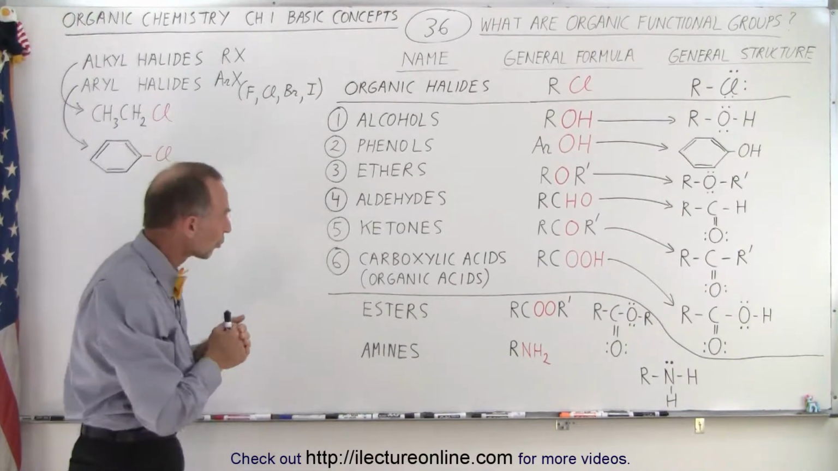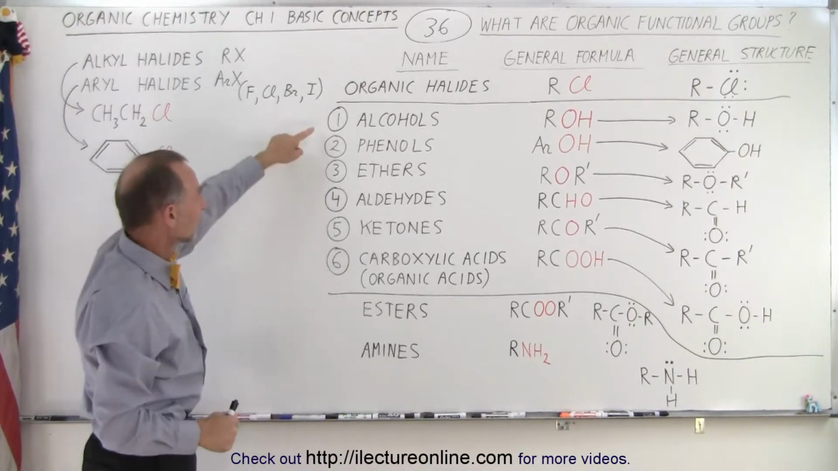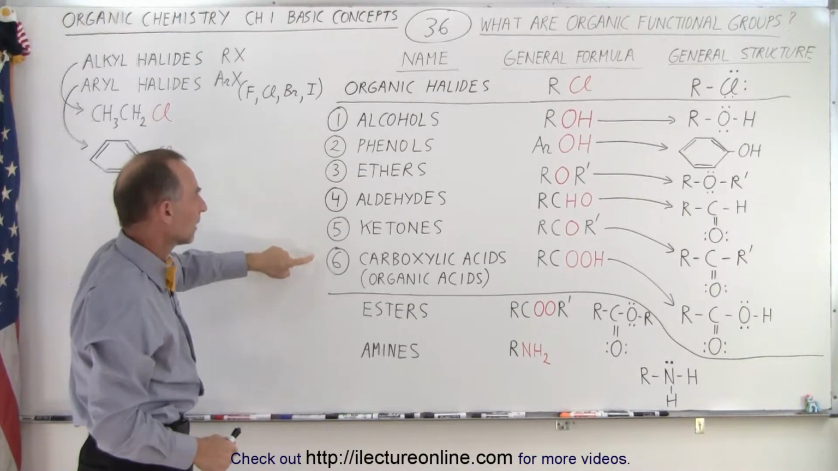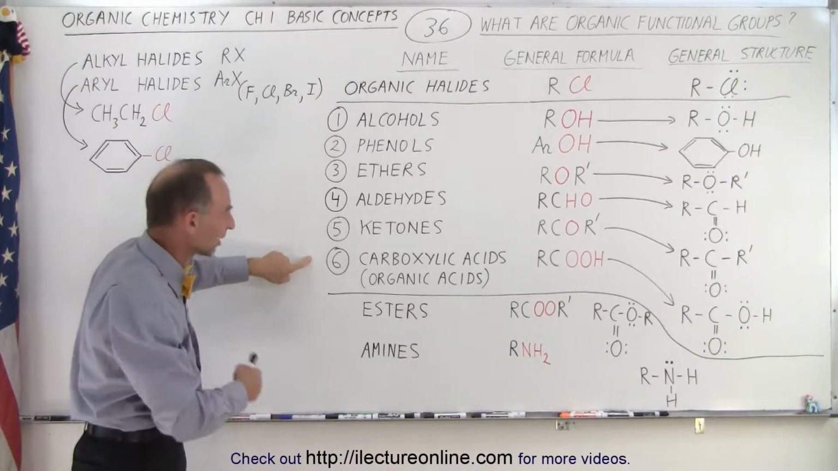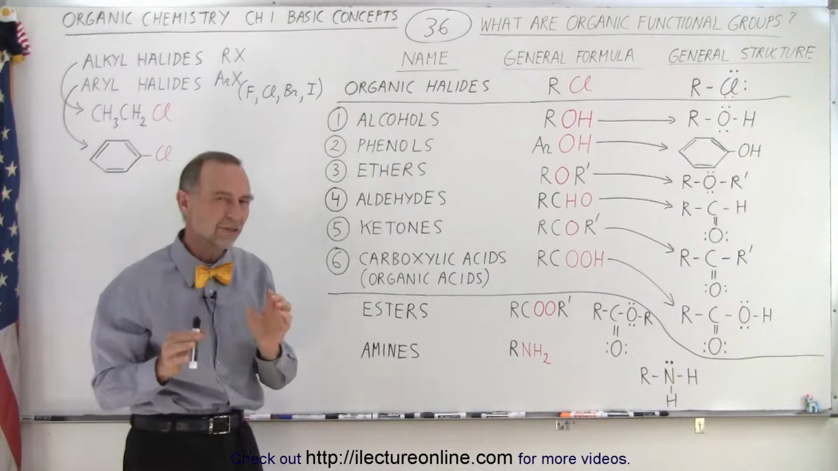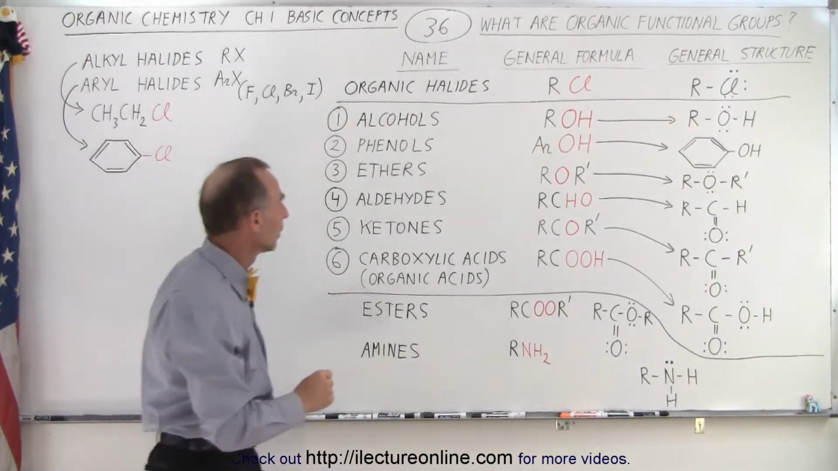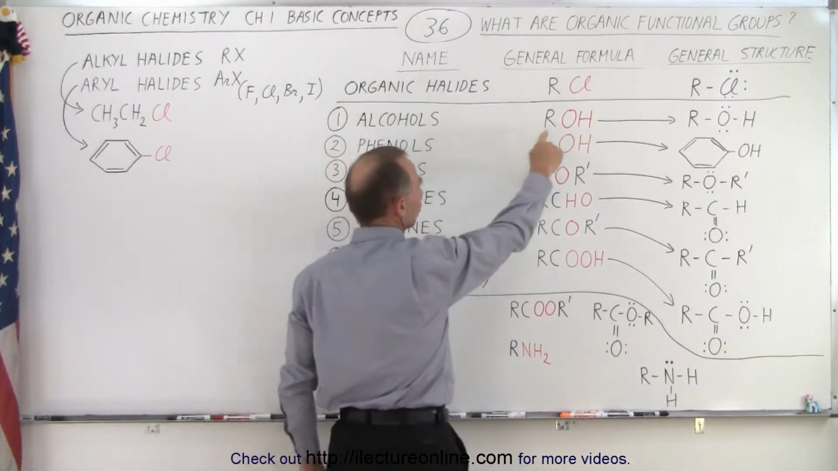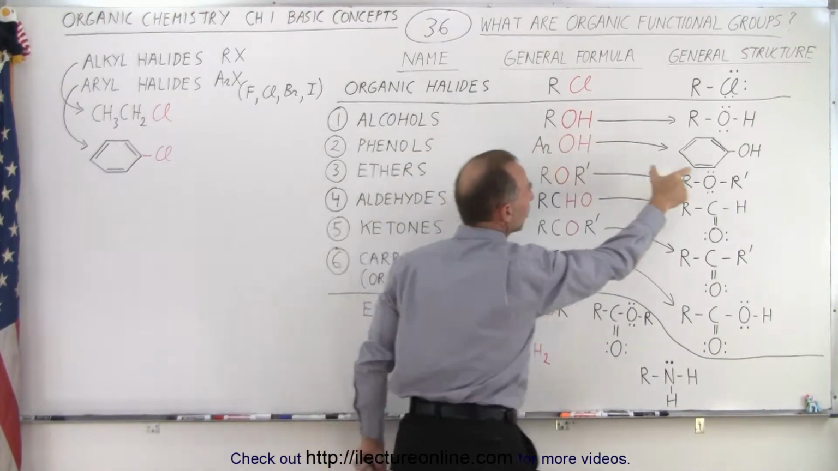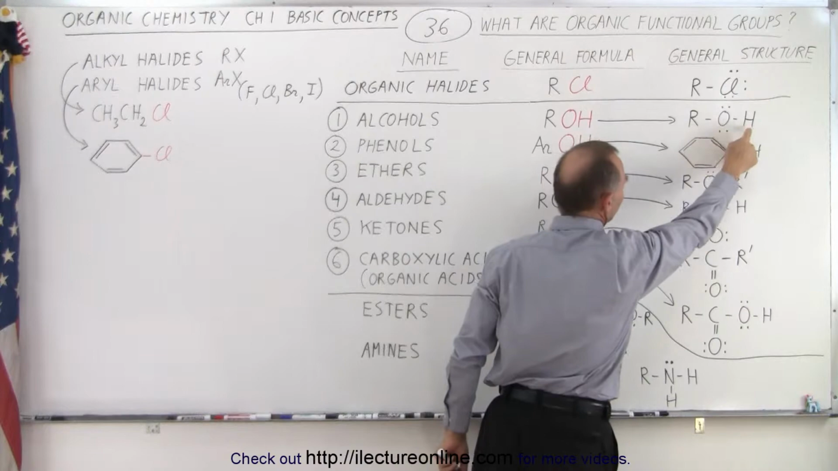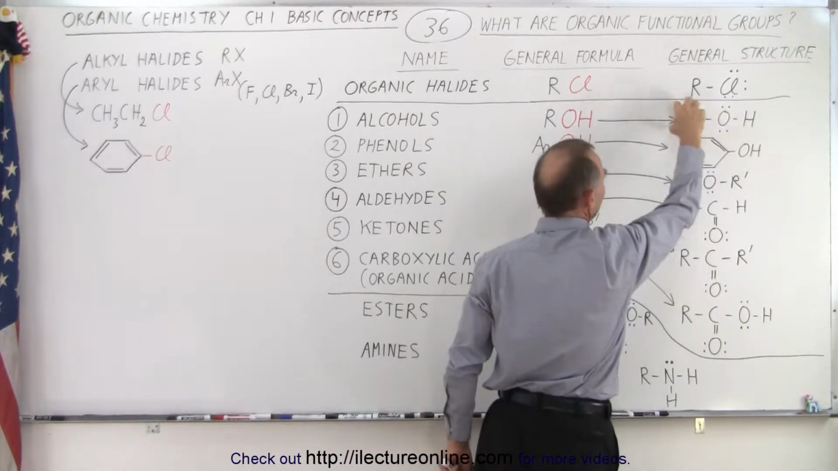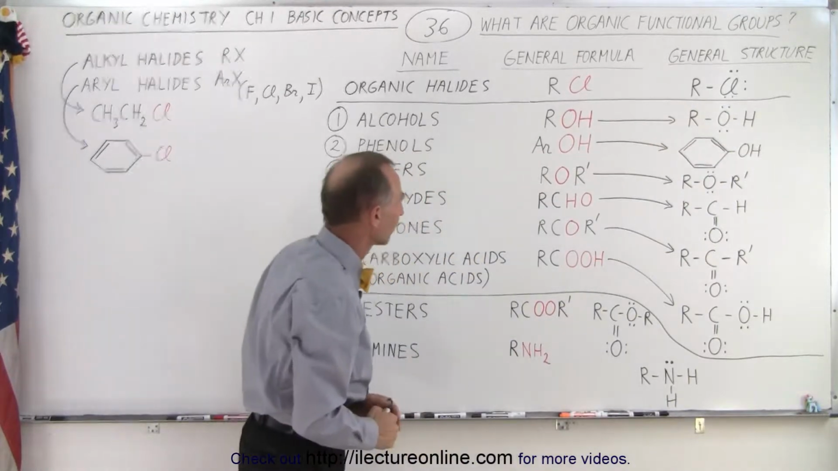Then the next group is a group of 6. We have the alcohols, the phenols, the ethers, the aldehydes, the ketones, and the carboxylic acids, or organic acids as we call them. And notice what distinguishes one from the other. Notice for the alcohols, we'll have a string of carbon atoms with hydrogens and a single OH group attached to it. So oxygen first and attached to the oxygen is a hydrogen. So there's a single bond between the oxygen and the carbon string.